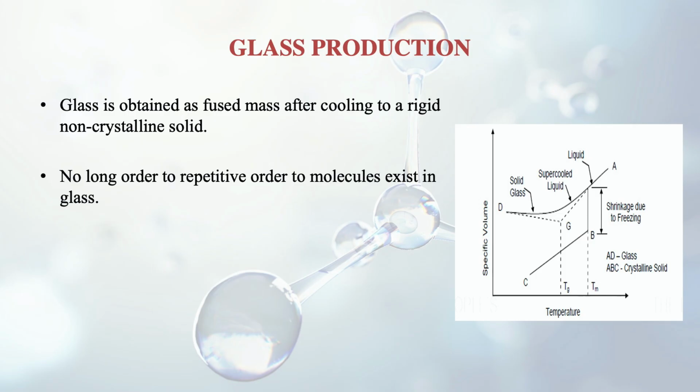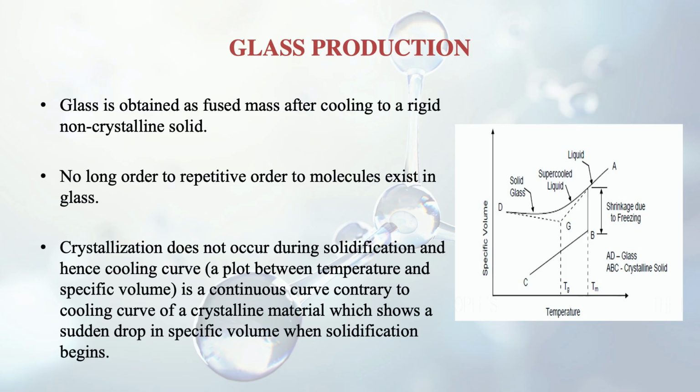And the phenomenon is like this: crystallization does not occur during solidification. So this is very important. That's why it's a unique type of substance and different from many others, because here crystallization does not occur during solidification, and hence the cooling curve, as you can see here in the graph, is a continuous one. The upper one is for the glass, that is given by AD. So you can see there is no breakage in the curve and it is moving down continuously towards the y-axis.